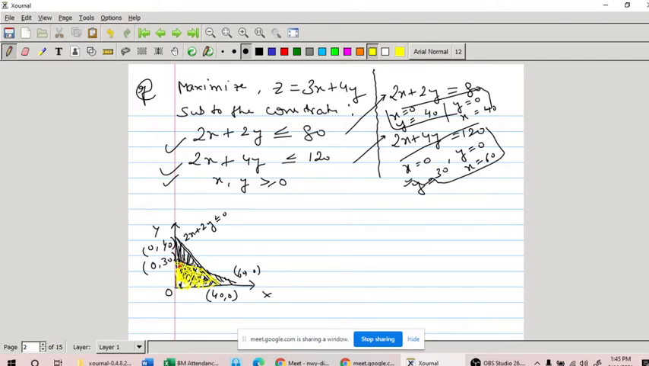Number 1, 0 0, we call it O. The other corner point is this point, let us call it A. Then you have another corner point, this point B, and another corner point C. So we have 4 corner points O, A, B and C.